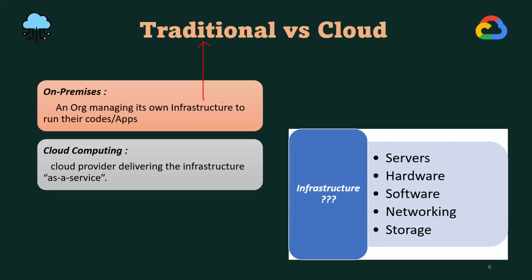Sir, every time you are saying infrastructure, what is that? Infrastructure could be a server, hardware, software, networking, or storage, anything, CPU, RAM, or many more. So if the company is managing infrastructure for running its applications, that's what I call a traditional working model. But if this infrastructure is maintained by some other cloud provider, then that company is following a cloud computing model. So that is the difference between traditional and cloud.